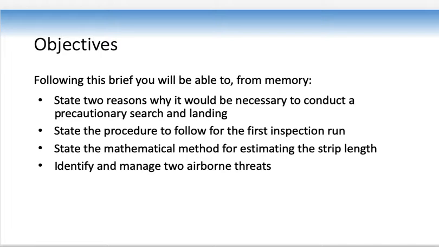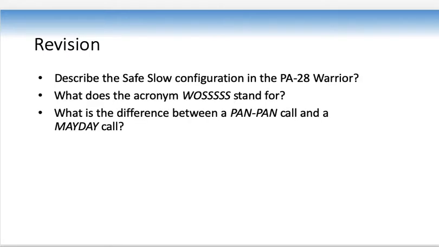Say the procedure to follow for the first inspection run. So this is important. It sets us up for the rest of the procedure. It also may be our last run, so we want to be able to get as much information as possible. Say a mathematical method for estimating the strip length. It allows us to determine if the field is of a suitable length. If it's not, we can simply move on to another field and identify and manage two airborne threats.